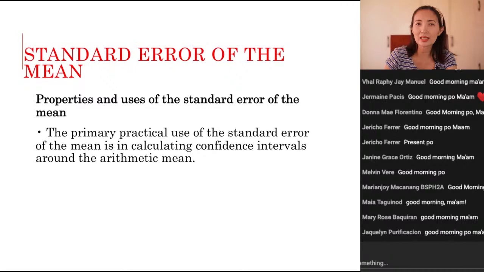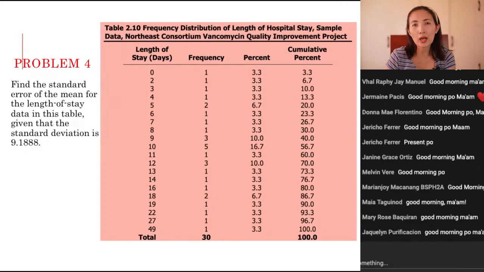But before we proceed to computing the confidence interval, let's have first one problem illustration of computing the standard error of the sample mean. I left problem number 3 as part of your assignment, so this is now problem number 4. Find the standard error of the mean for the length of stay data in this table. Table 2.10, which I also got from the CDC.